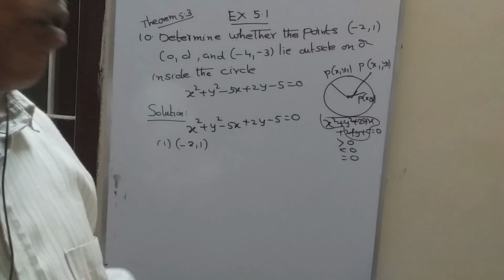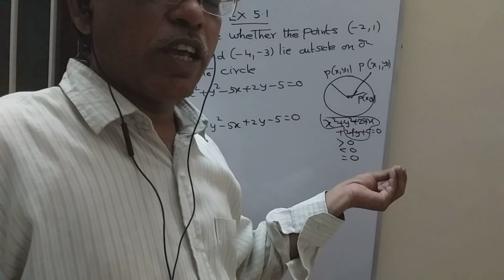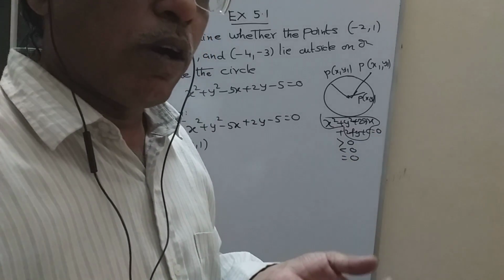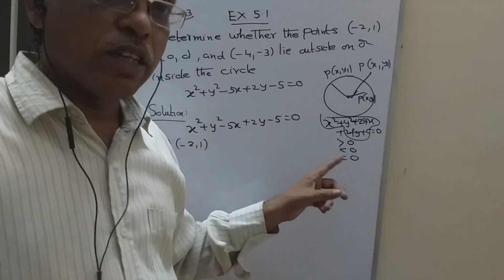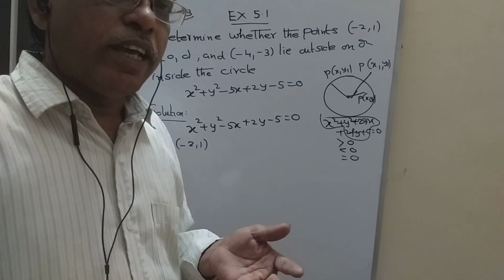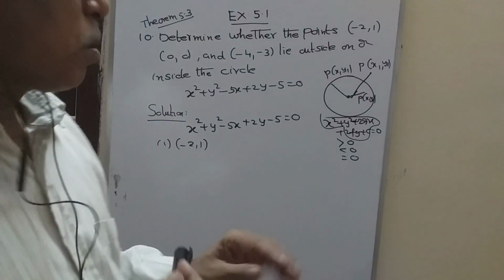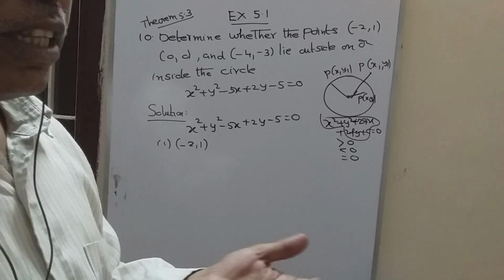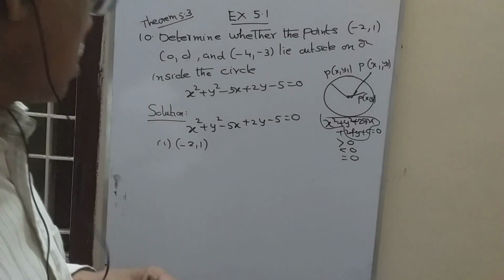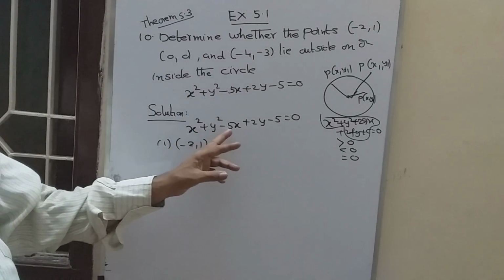For example, if you got 60 or 50, greater than 0, the point P lies outside the circle. Suppose you got minus 20, less than 0, the point lies inside the circle. Suppose you got 0 itself, the point lies on the circle. Like that you can find. It's very easy, students. So this is the circle equation they have given.